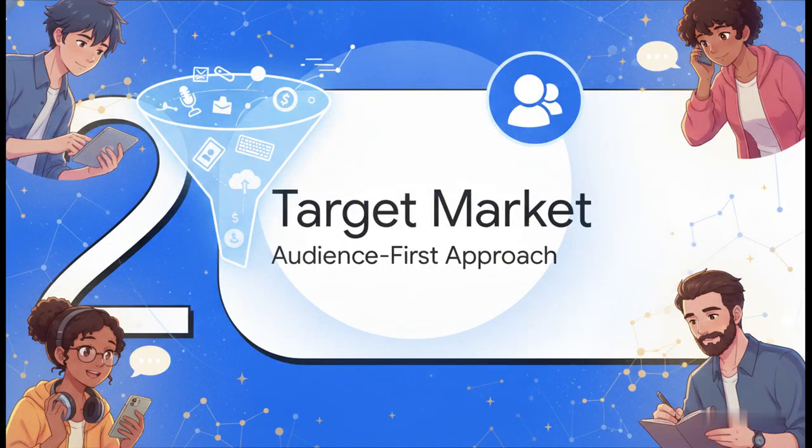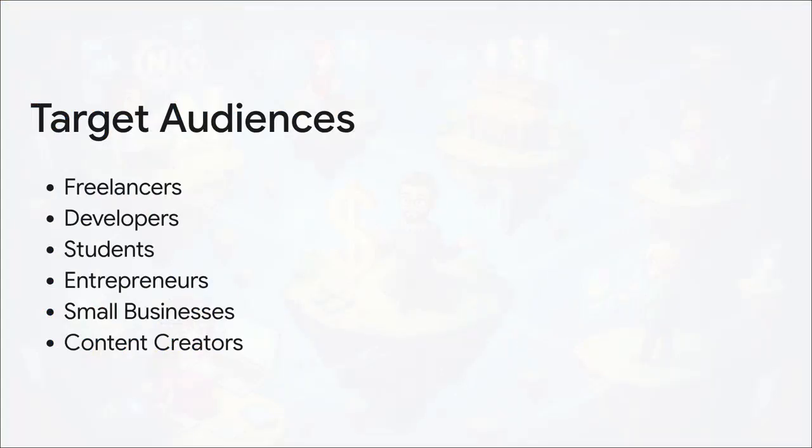Moving on to part 2, discovering your target market through the audience-first approach. We're shifting our entire focus here from what to write about to who to serve. Instead of sitting there asking, what should my blog be about? You want to look at specific demographics. We're talking freelancers, developers, students, entrepreneurs, small businesses, content creators. Ask yourself, what specific problems do small businesses have right now? Or what are content creators really struggling with today? By isolating a specific group of people, it becomes completely effortless to uncover profitable problems that you can step in and solve for them.